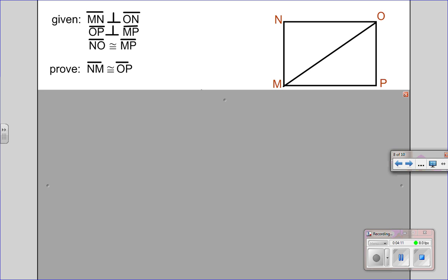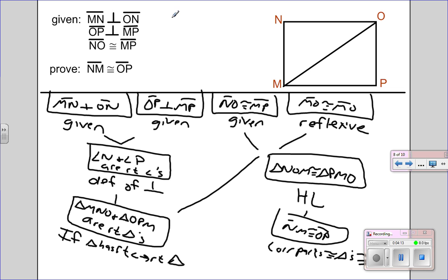Alright, let's give it a try. So, let's mark up the picture. MN is perpendicular to ON, that makes that a right angle. OP to MP makes this a right angle. NO is congruent to MP, and then finally a reflexive side. So this looks like it'd be SSA, but SSA doesn't work. So we're going to have to go with HL.